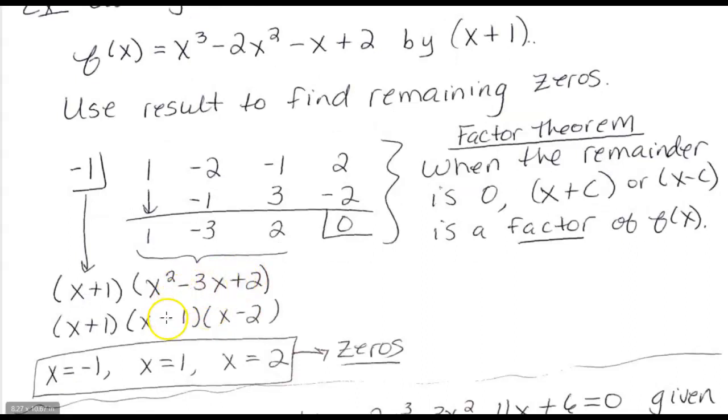So this I can factor myself. x minus 1 times x minus 2 would be the factored form. So my original polynomial factors into these three factors. So my zeros all together would be negative 1 from this one, positive 1 from this one, and positive 2 from this one. Notice it was a degree 3, and I ended up having 3 zeros. That always happens.